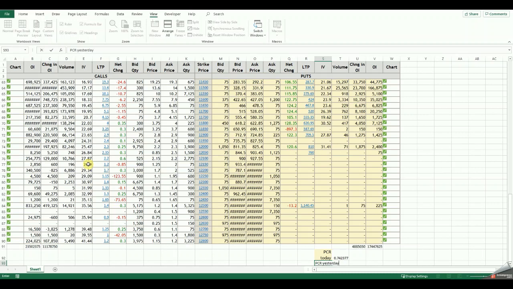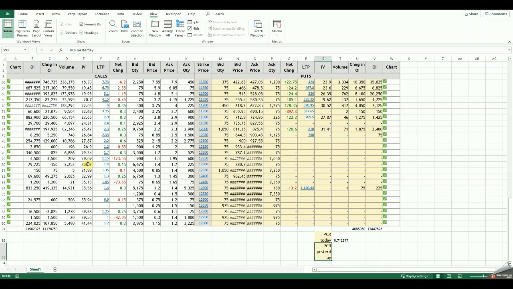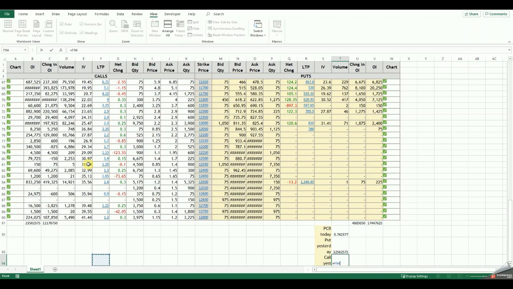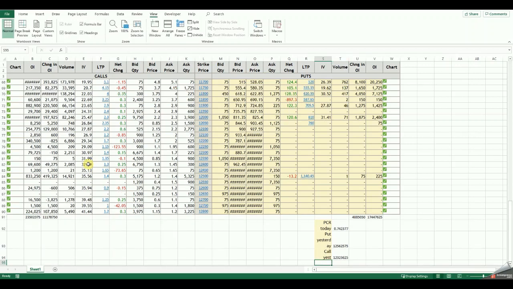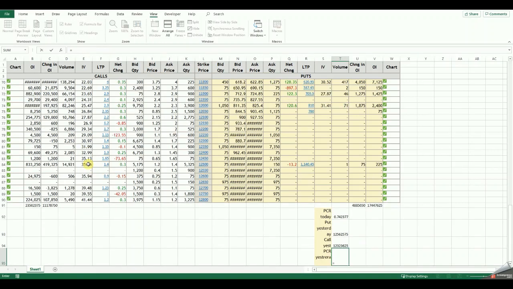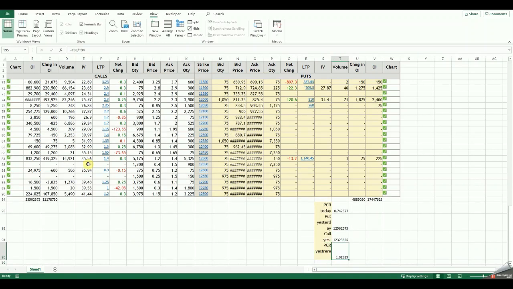PCR yesterday will be, so total put yesterday is equal to this minus this. Call yesterday will be equal to this minus this. So PCR yesterday will be this by this. So yesterday it was above 1 and now it has fallen below 1.